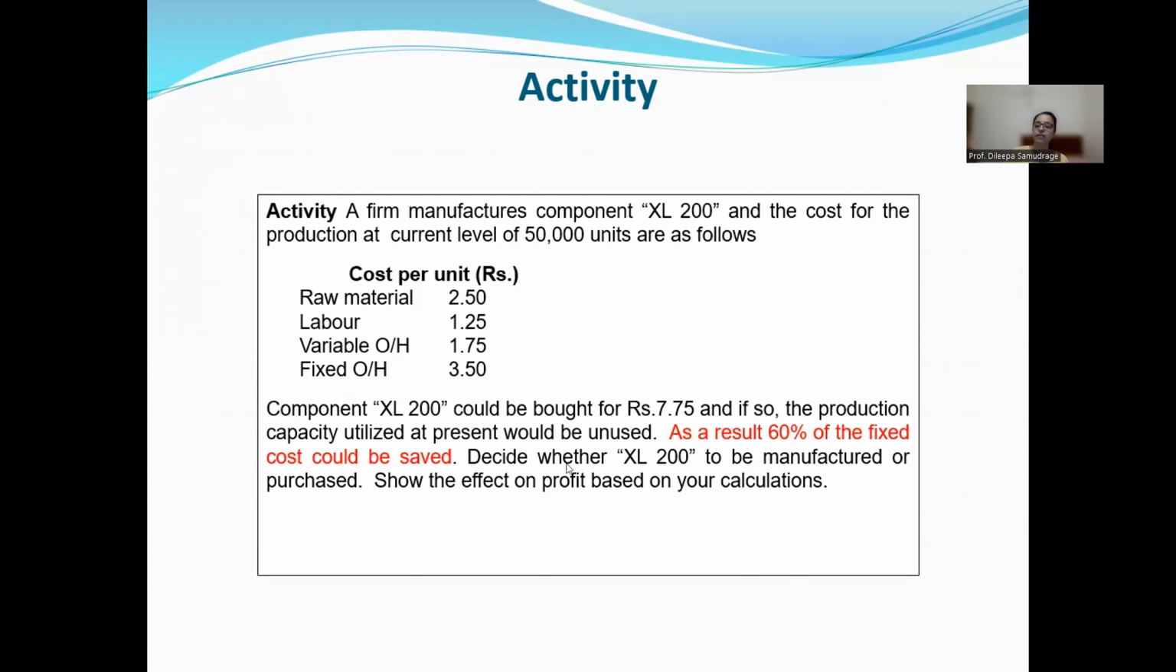So if you buy it from outside, you don't need to use the production capacity. As a result, 60% of the fixed cost could be saved. Decide whether XL200 should be manufactured or purchased. Show the effect on profit based on your calculations. So let's look at the presentation of group number 4.